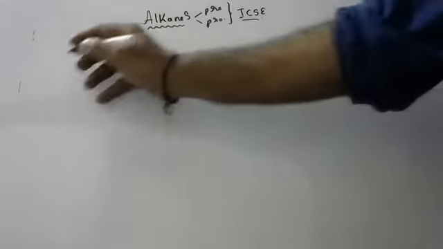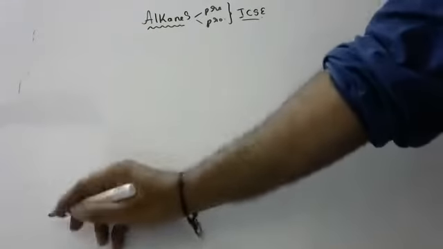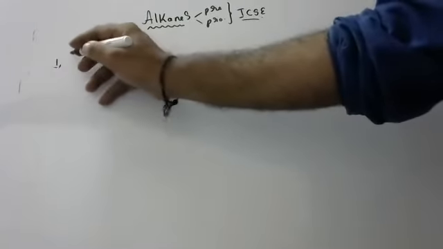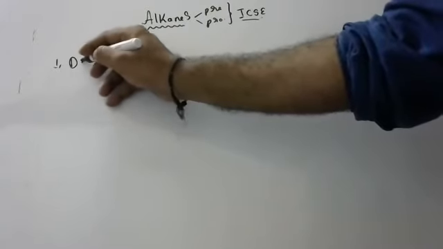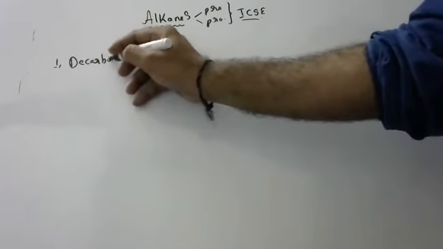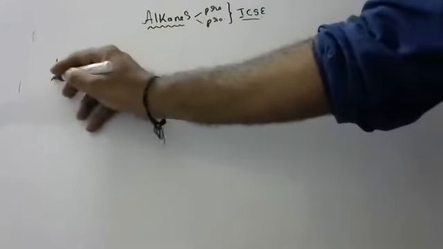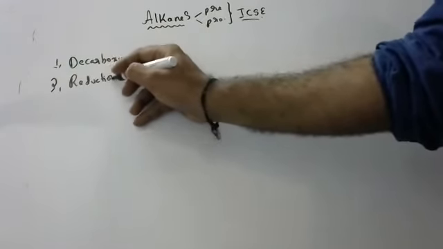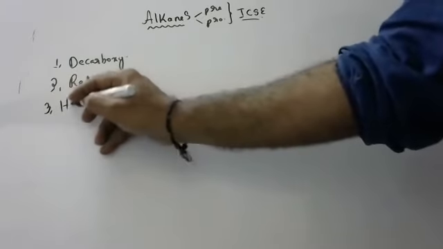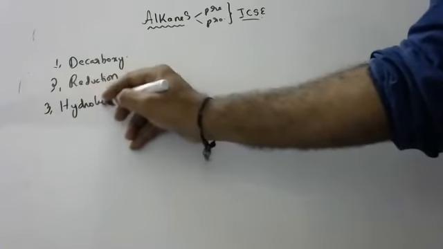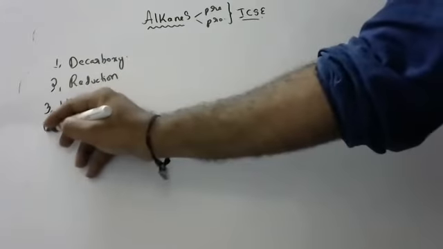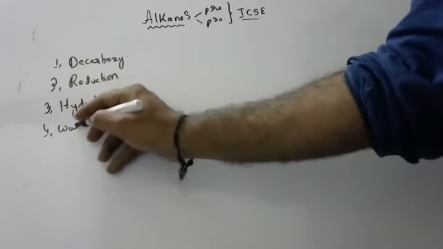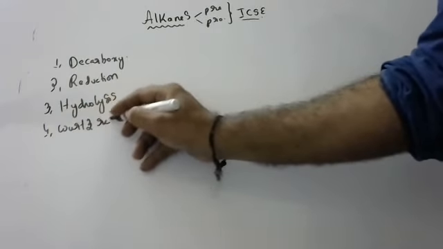Okay, girls. In the beginning I will give you all the headings. Then I will discuss them one by one. In preparations, today we are going to discuss decarboxylation, reduction, hydrolysis, and the last one is Wurtz reaction.